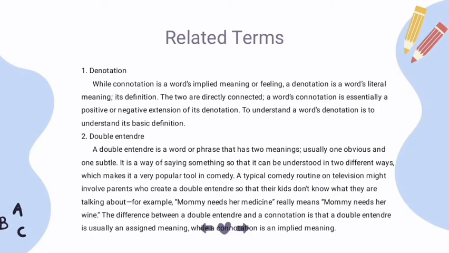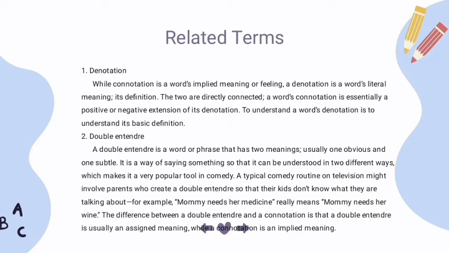Related terms. Number one, denotation. While connotation is a word's implied meaning or feeling, a denotation is a word's literal meaning, its definition. The two are directly connected. A word's connotation is essentially a positive or negative extension of its denotation.